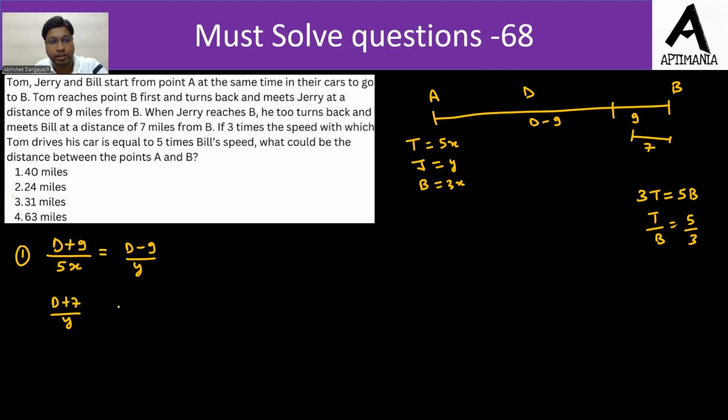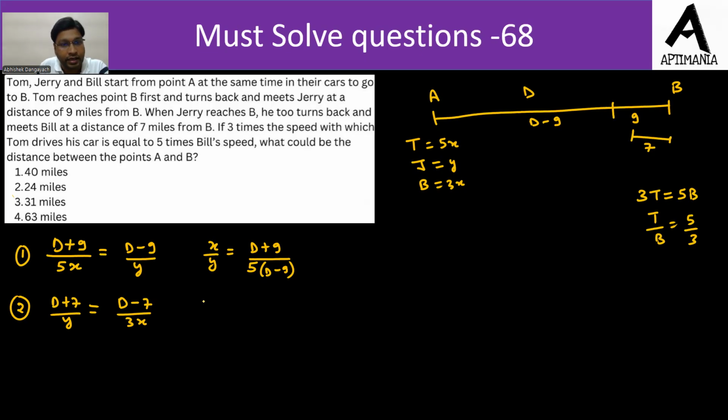In the same time, now this is the time taken by Jerry. In the same time, Bill has covered D minus 7 kilometers and the speed was 3x. So this is the time taken by Bill. And these two times must be equal, right? They are meeting, so time must be equal. So from the first, if we find the ratio of x to y, it comes out to be D plus 9, right? Over 5 times of D minus 9.